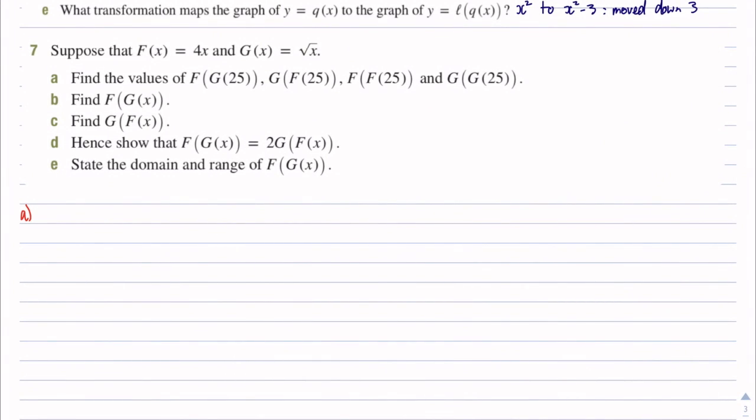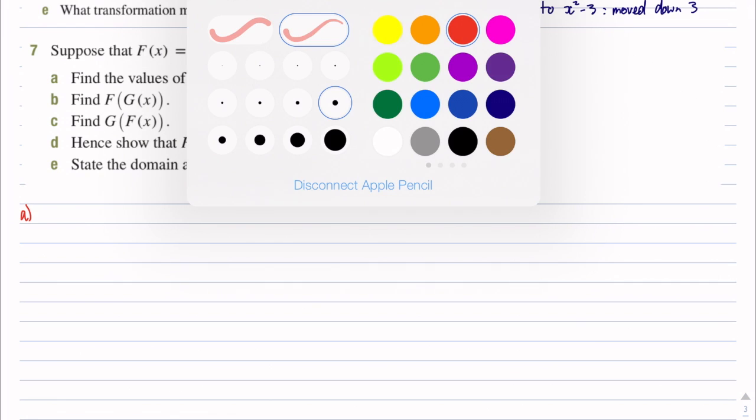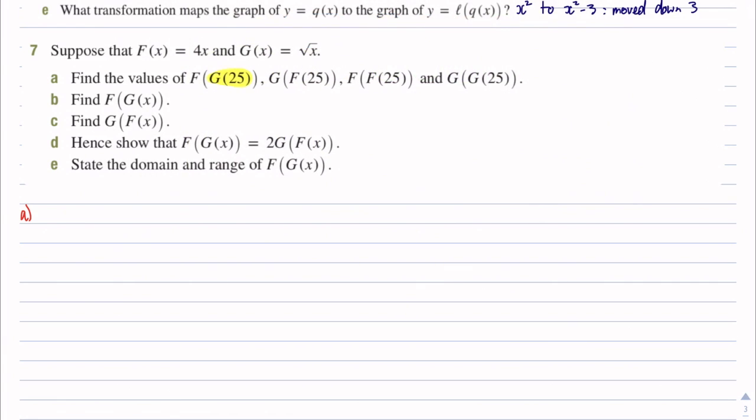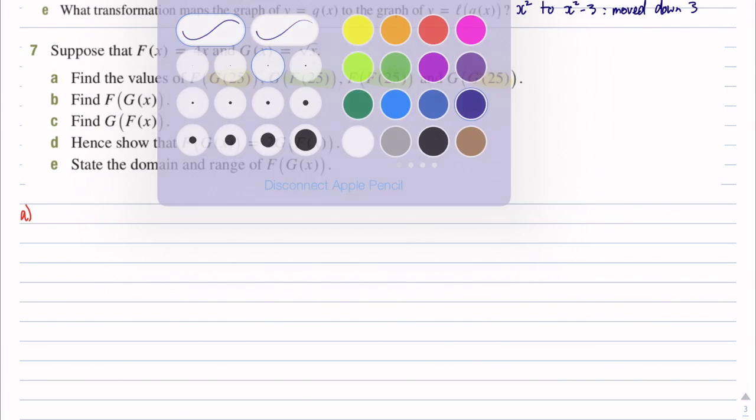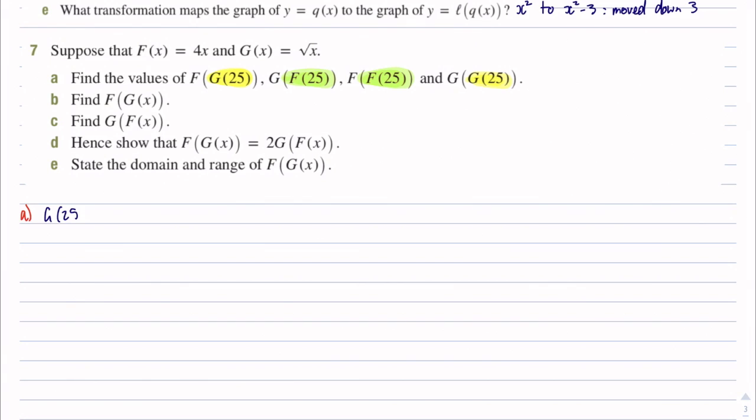Okay, now, f of x equals 4x, g of x equals root x. In this question, we want to find g of 25, f of 25, before we do the rest. So g of 25 is the same as root 25, which is 5. f of 25 equals 4x, so it's 4 times 25, equals 100.